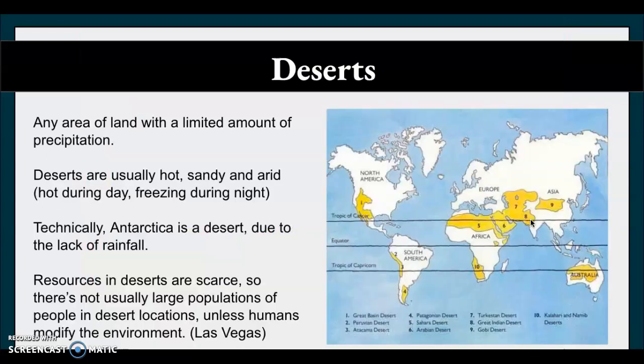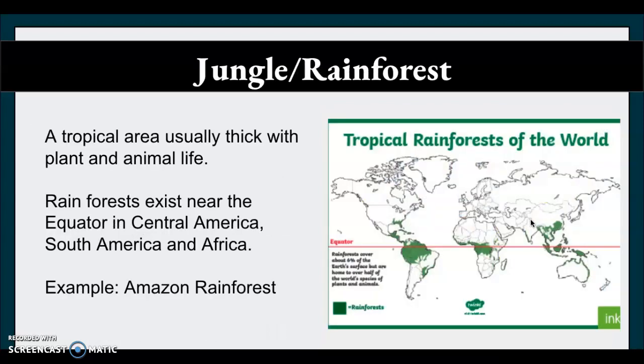Deserts. These are any area of land with a limited or scarce amount of precipitation. Deserts are typically seen as hot, sandy, and arid, arid meaning hot during the day and freezing during night. Technically, Antarctica is a desert because there is a huge lack of rainfall there. Resources in deserts are scarce, and there are not usually large populations of people located in deserts unless humans modify the environment, for example, Las Vegas. It's a huge reservoir of water brought by humans.